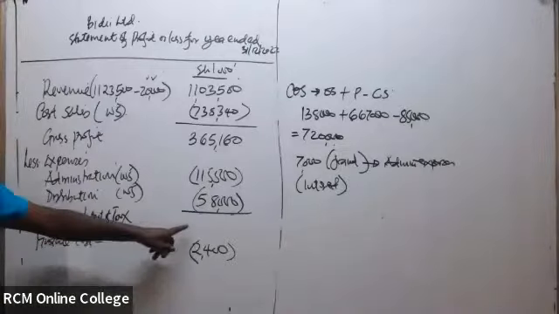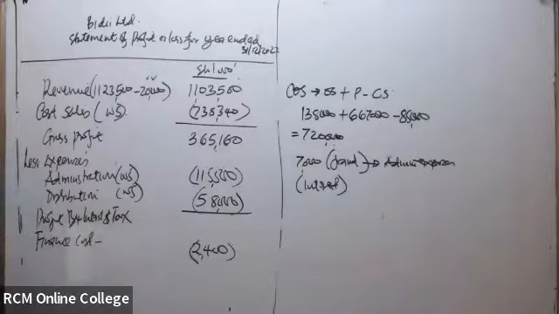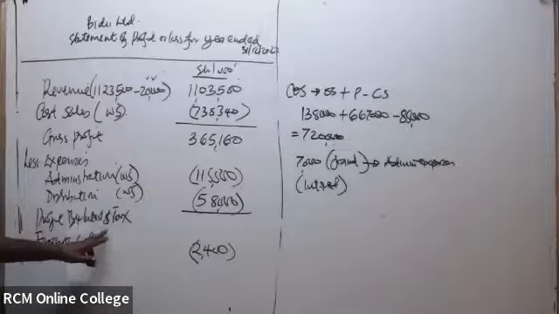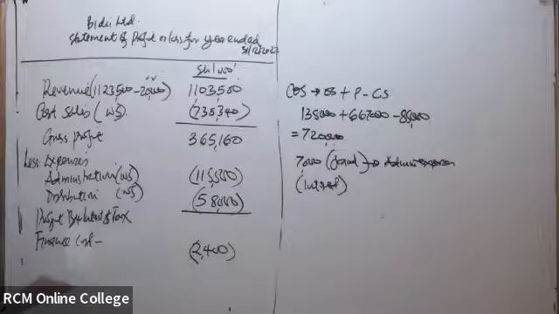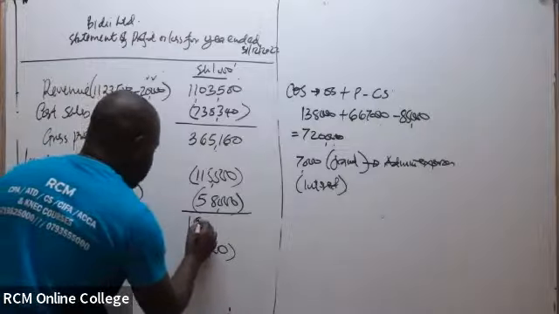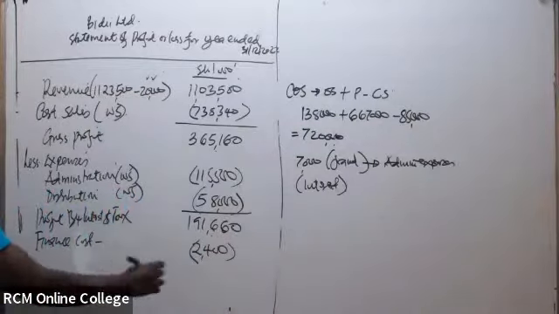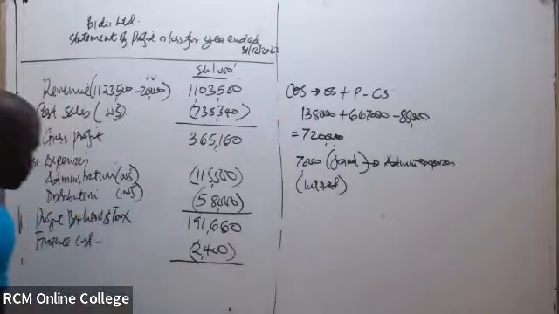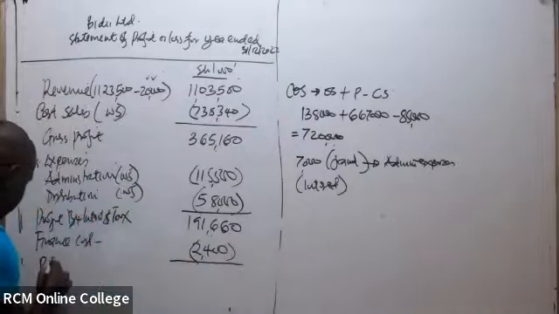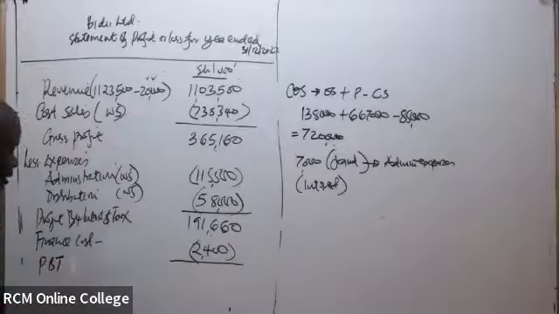So how much are you having to get? The profit before interest and tax is 191,660. So now in this case, you can less the interest so that you can be able to get profits before tax, the PBT. I can see you're giving me a figure there, 189,260.